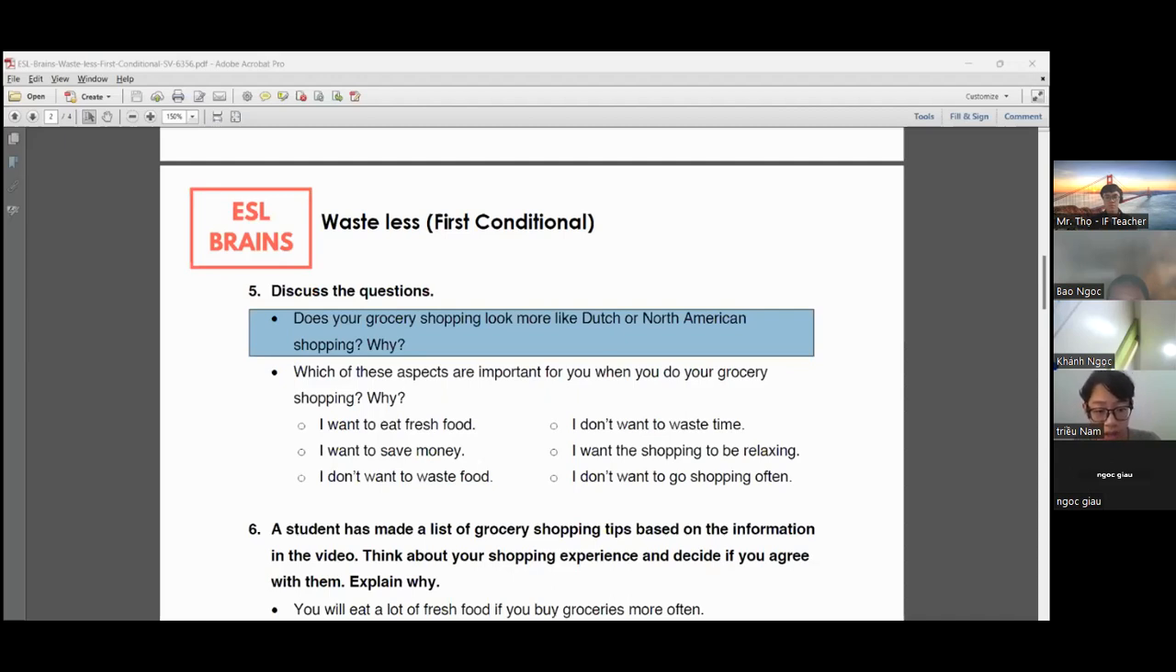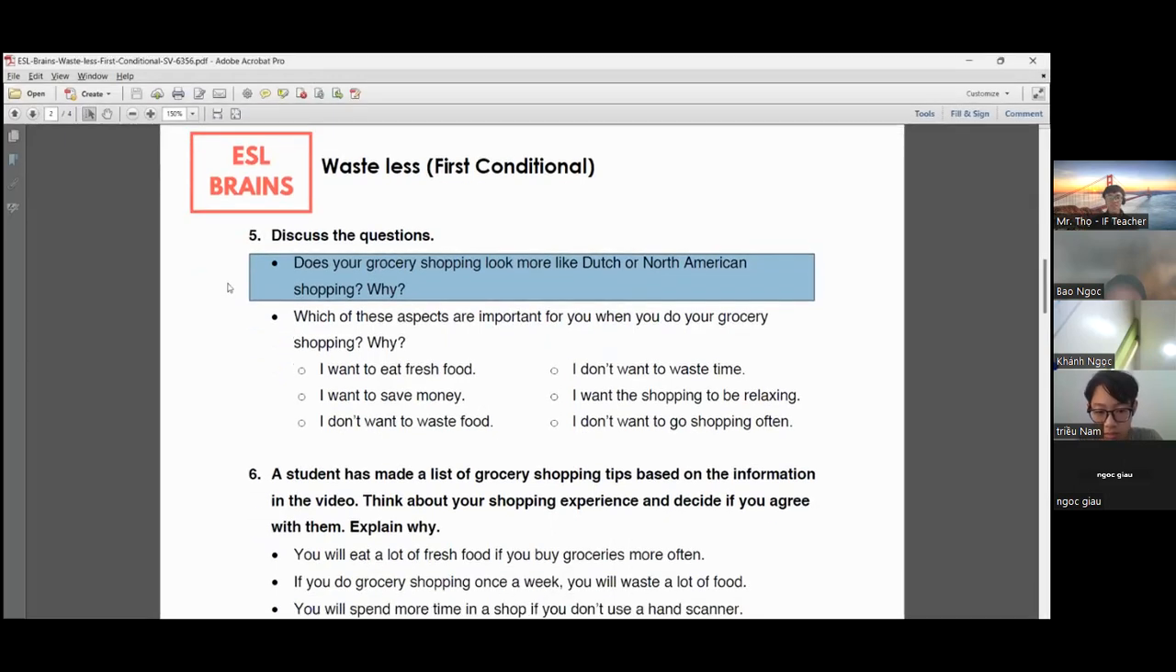I don't know. But in the Dutch, the technology makes the prices good, and you have a fair price to buy, and you can buy a lot of things like fresh food, vegetables, and even fruits. Grocery stores in Vietnam have less of them. Yeah, I think I get it. Okay, very good. Thank you.